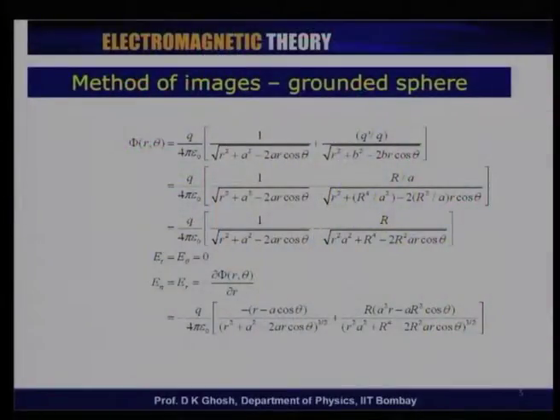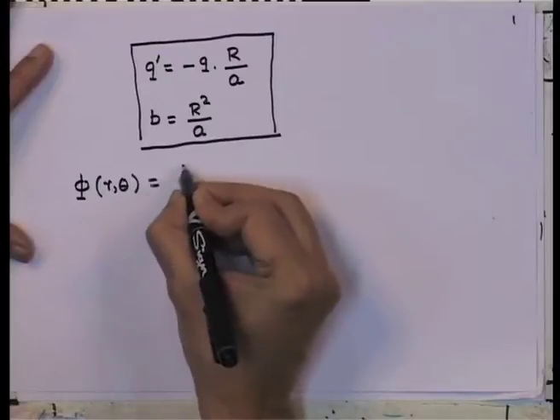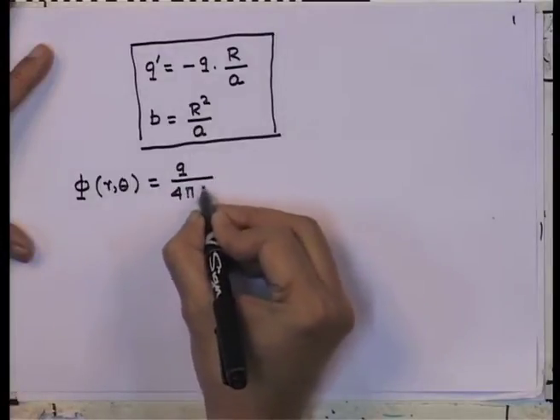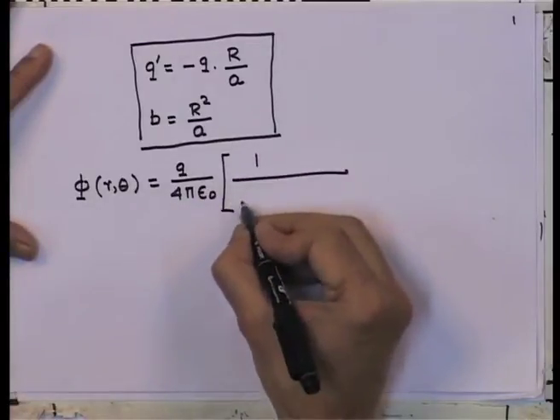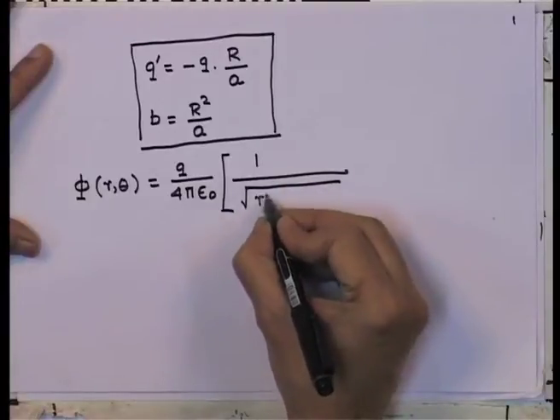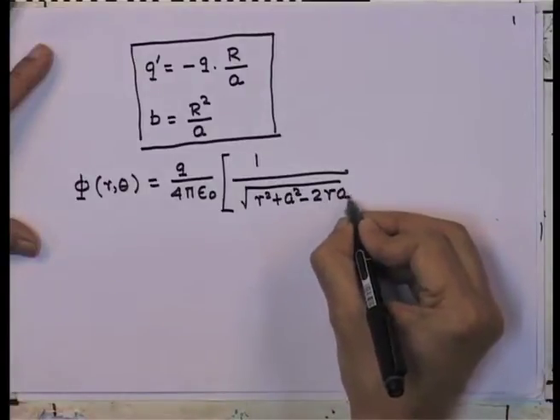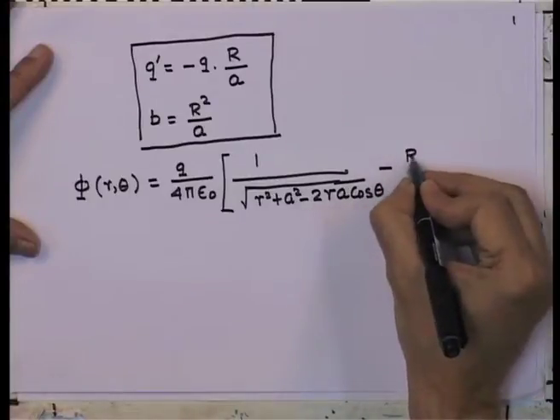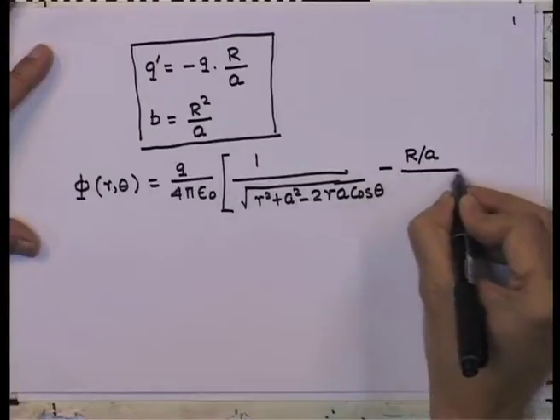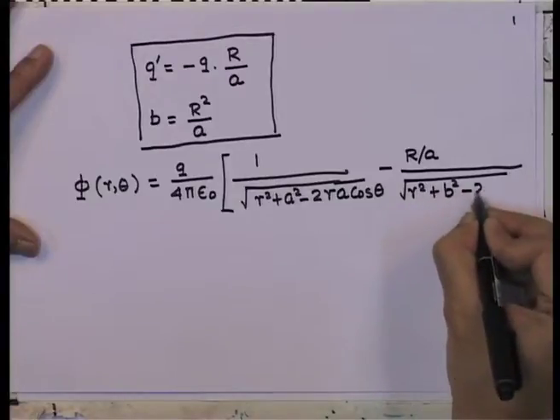Now, let us look at the expression for the potential. You look at this, the potential phi, which is a function of r, theta, and which we had seen is, other than q by 4 pi epsilon 0, well, obviously 1 over the square root of r square plus a square, I am just using the triangle law, minus 2 r a cos theta, minus an r by a, because q times R by a is the image charge, and of course, I have got r square plus b square minus 2 r b cos theta.